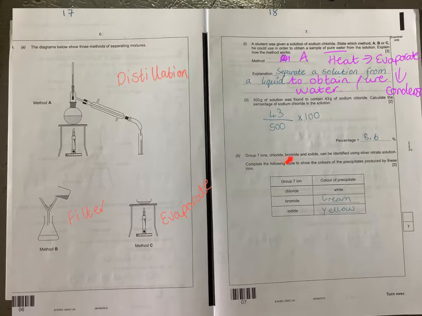Group 7 ions, chlorine, bromine and iodine, can be identified using the silver nitrate test. Complete the table. Okay, so white, cream, yellow, remember they go down the group.